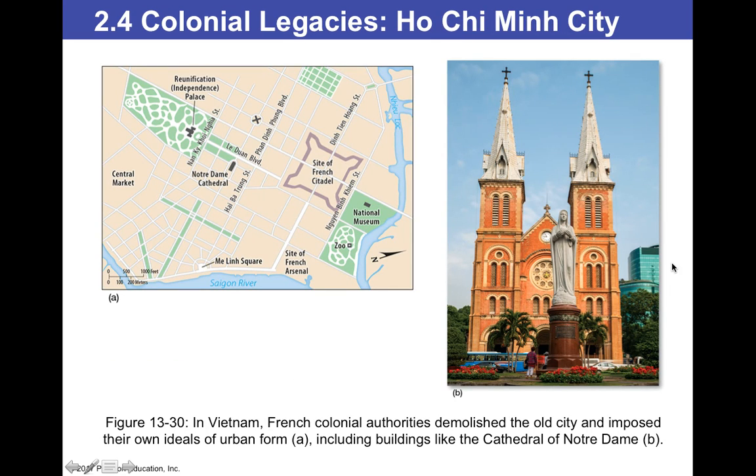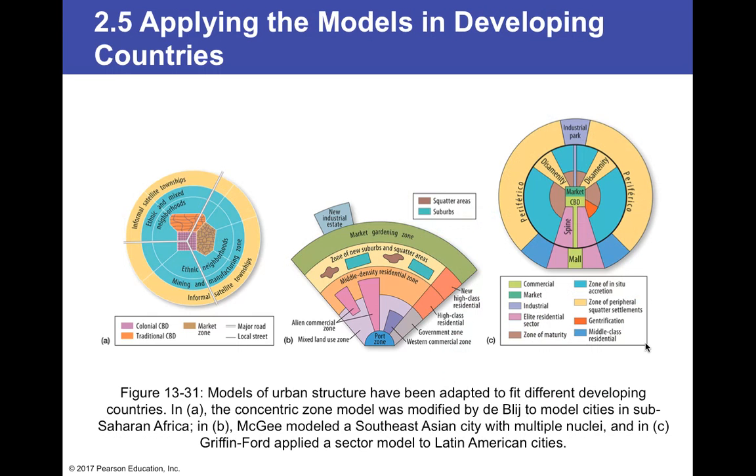This is Ho Chi Minh City in Vietnam. In Vietnam, French colonial authorities demolished the old city and imposed their ideas of urban reform, including cathedrals. So the French were Catholic, and they did bring Catholicism to Vietnam, and this included building a lot of new cathedrals, probably on top of some Vietnamese building that was important, and they probably just put a cathedral on it. So this is a good image here. They do a good job breaking these down.